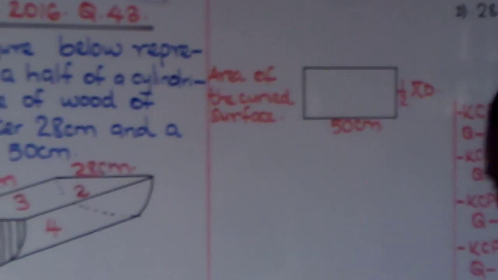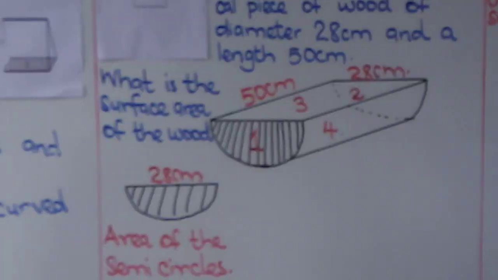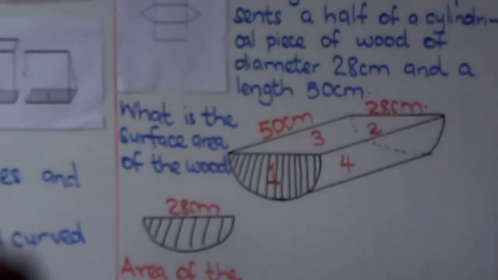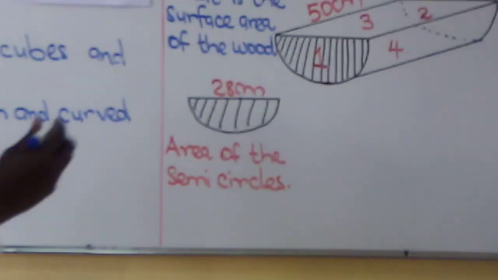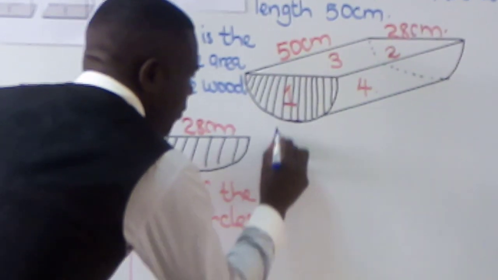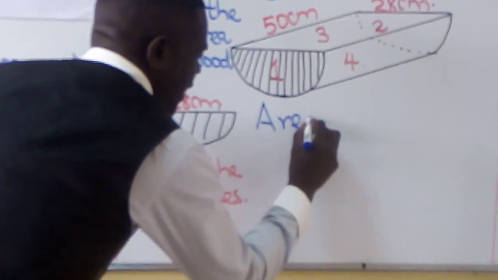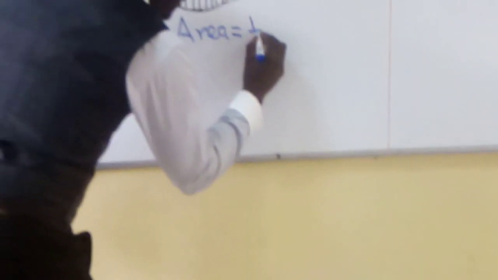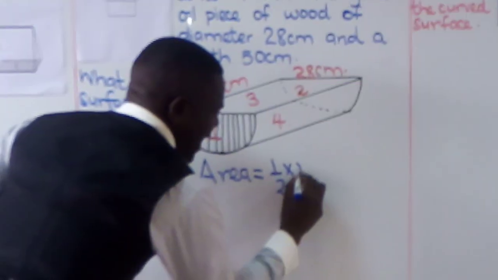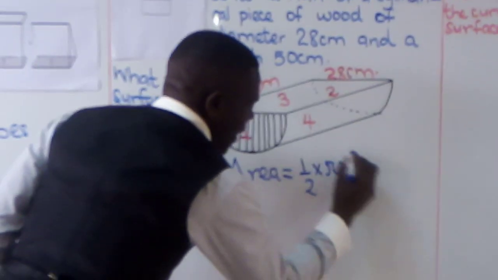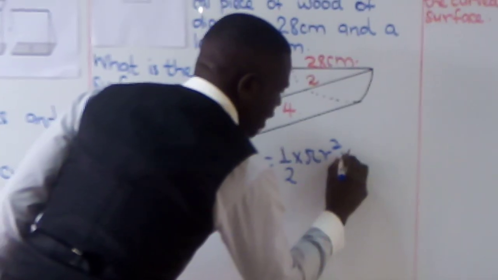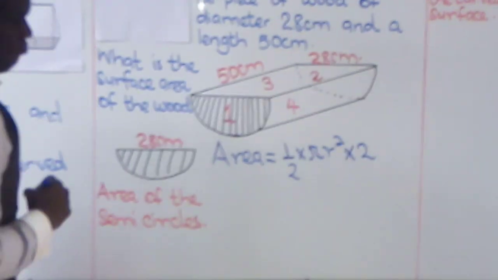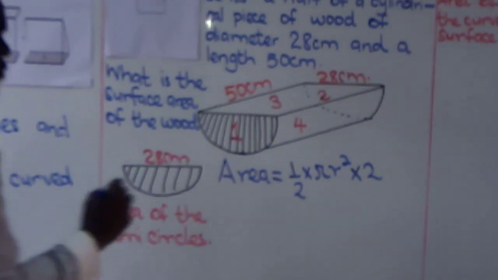Now, can we go on with our work? Let's go to step number 1. We find the area of the 2 semicircles. The area of a semicircle is denoted by a half of pi r squared. And because they are 2, we will multiply by 2. Hope you understand.